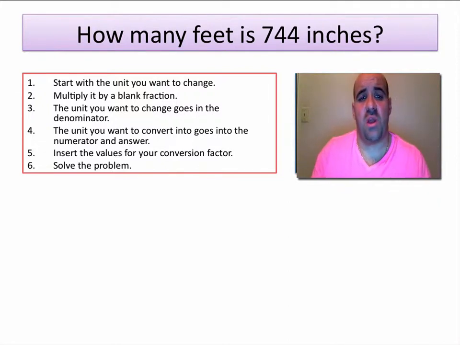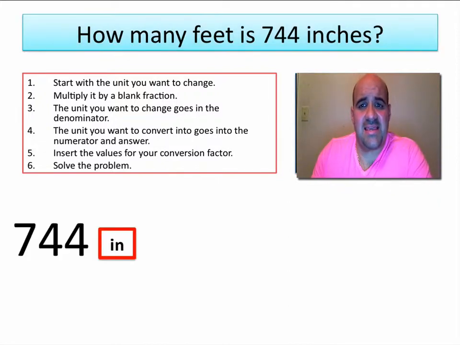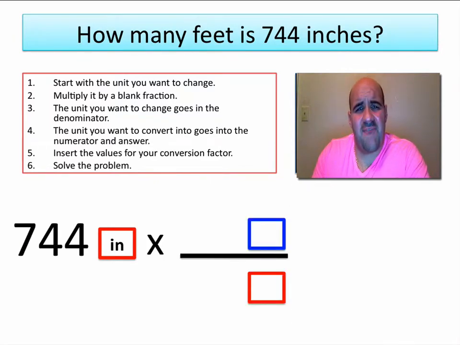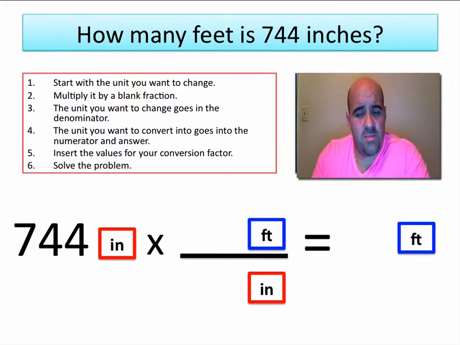And it says we have to start with the unit we want to change, which in this case is 744 inches. Now we're going to multiply it by a blank fraction. And there's our blank fraction. As you can see, what unit's got to go in red? Inches. And we're going into feet, so feet's going to go in the blue and the other blue.